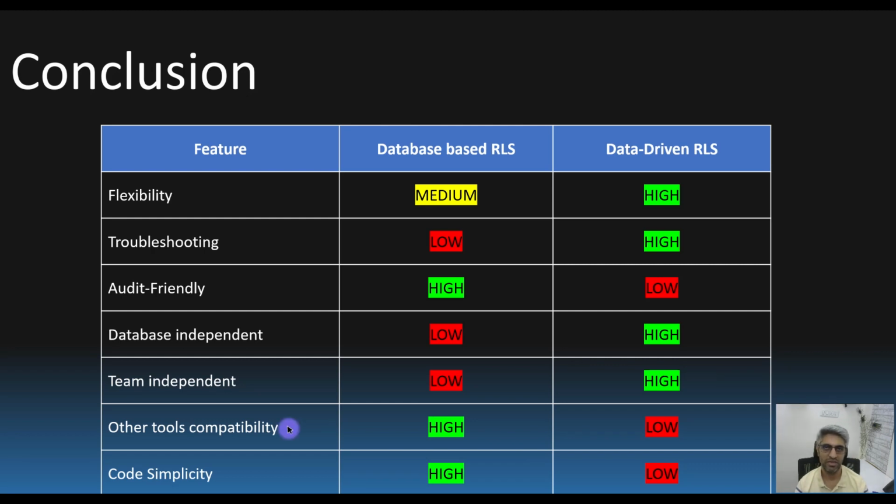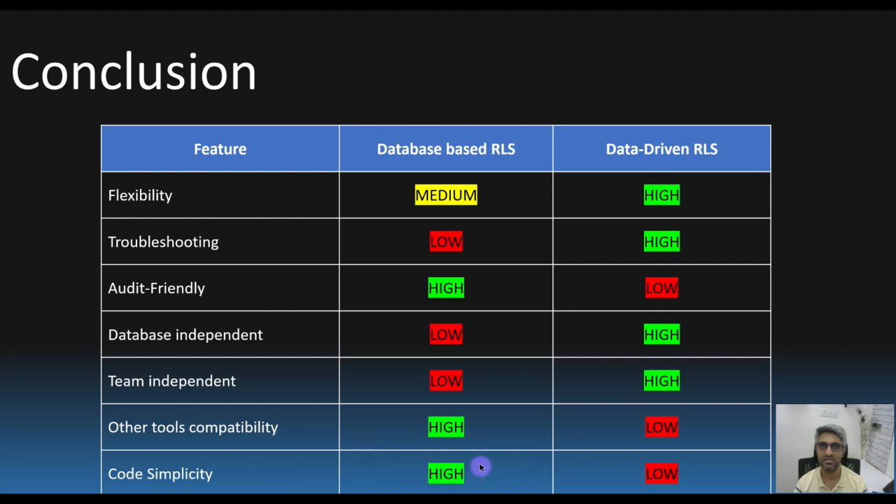Then the next parameter is compatibility with other tools like business intelligence tools. As explained already, a database-based RLS is highly compatible, whereas the data-driven is nowhere near as compatible, or it has very little compatibility, or it needs a lot of engineering to make it compatible. And finally, code simplicity, which in my perspective is often underestimated. It's not only about building a great architecture, but also about thinking how easy it is for your developers to use this technology and this framework.